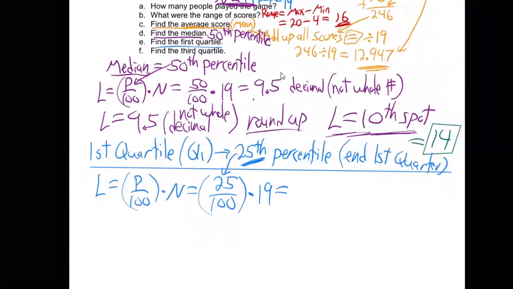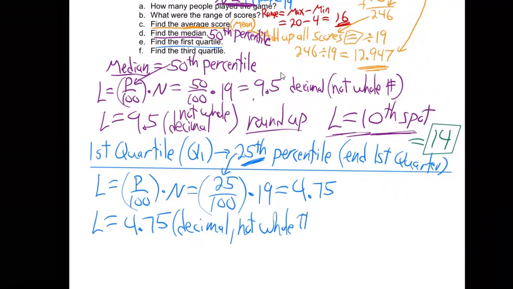All right, use your calculator. 4.75. That's right. So L is 4.75. It's a decimal, not a whole number. So what do we do? We round up. Everybody's seeing the difference. There are two different ways we deal with the L. If it comes out to be a whole number, like it did on the Alaska example, then you grab that number and the next number, add them and divide by 2. But if it comes out to be a decimal, you just grab one number.